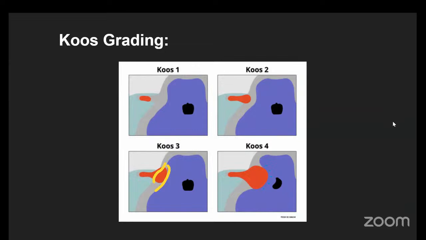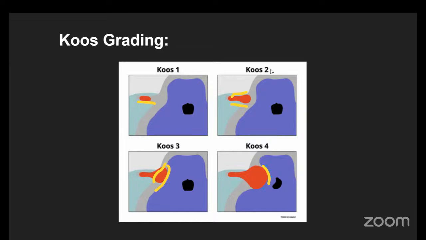Just give me a minute. So if you look at it again, you can see Koos 1 is again intrameatal. It's not exiting the meatus right now. Koos 2 is exiting the meatus. Koos 3 is where it is filling the CP angle cistern, and Koos 4 is displacing the brainstem.